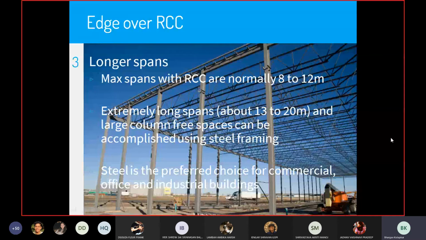Normally, there are exceptional situations, but normally the maximum span that you can achieve with RCC is about 8 to 12 meters. But with steel, you can easily span somewhere between 13 to 20 meters and even more. There are spans of about 30 meters using heavy trusses. This is particularly important in industrial structures because you really want a very big column-free space. It is also important in commercial and office buildings, where you don't want columns coming up. You want to maximize the space that you've got.